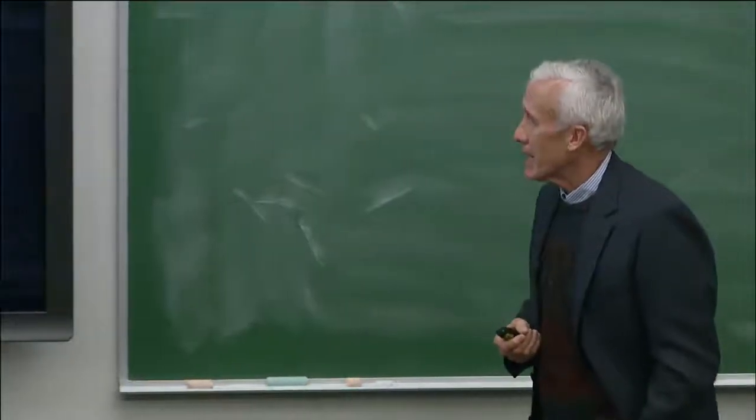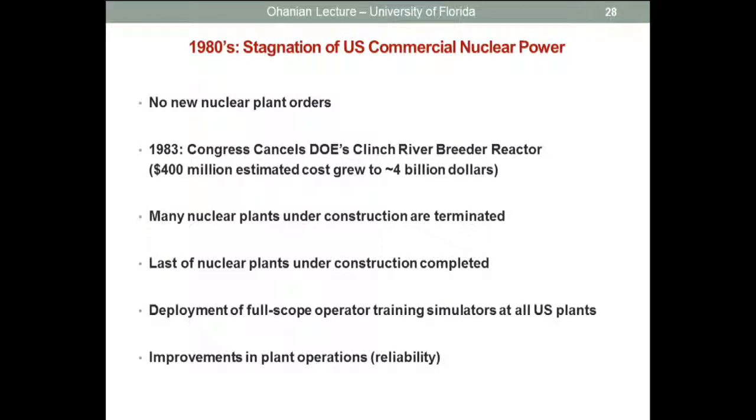Let's move on to the 1980s. I call this the stagnation of commercial power. Because of the high interest rates, many plants were canceled. There were no new orders. Congress canceled the Clinch River Reactor.